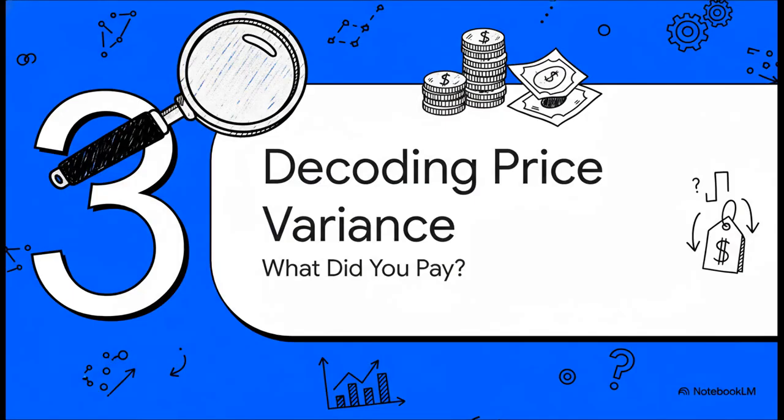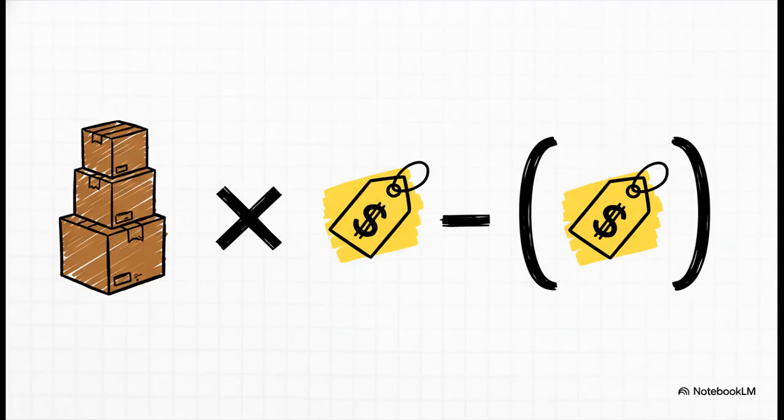Okay, let's grab our magnifying glass and take a closer look at that first clue, the price variance. This is all about the cash you laid out. So, how do we figure this out? Well, don't let the formula intimidate you. It's actually pretty straightforward. We just take the difference between the price you really paid and the price you planned to pay. Then, we multiply that difference by how many units you bought. The whole point of this calculation is to isolate the impact of just the price, nothing else.